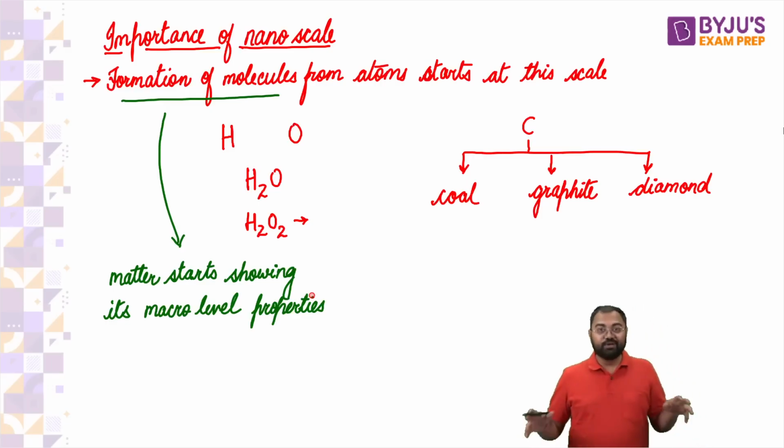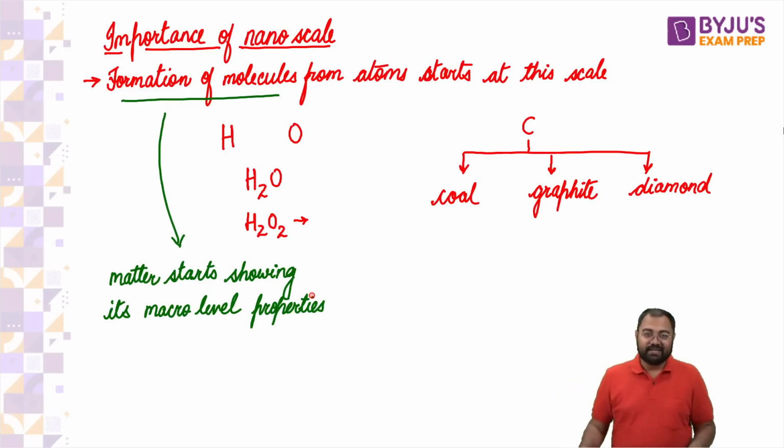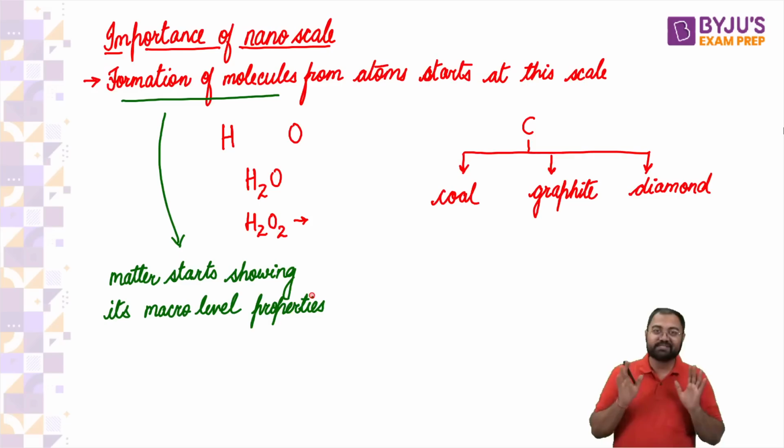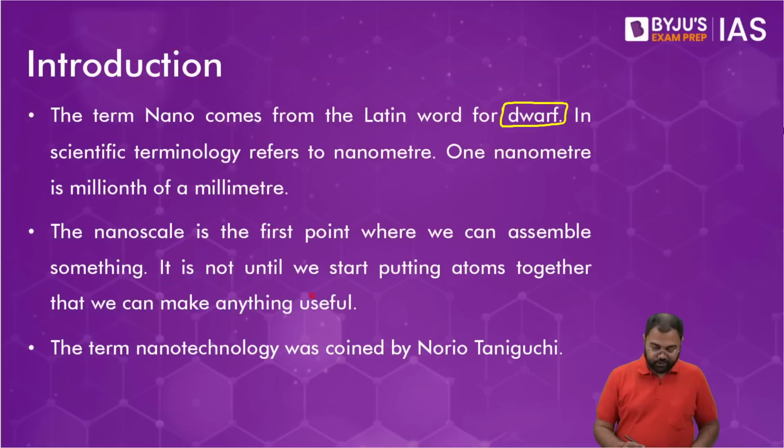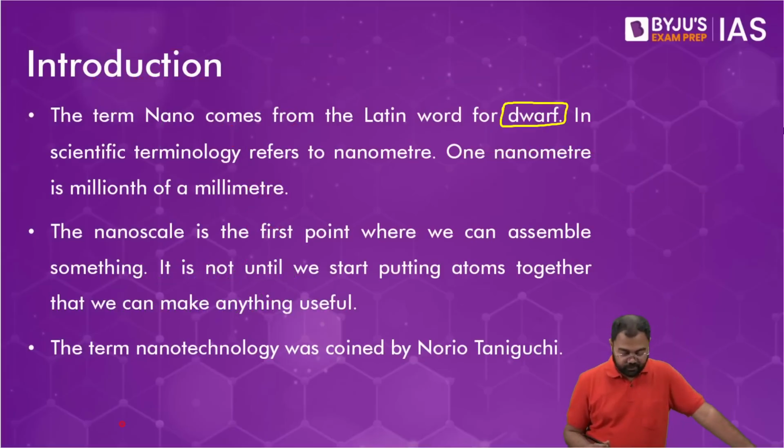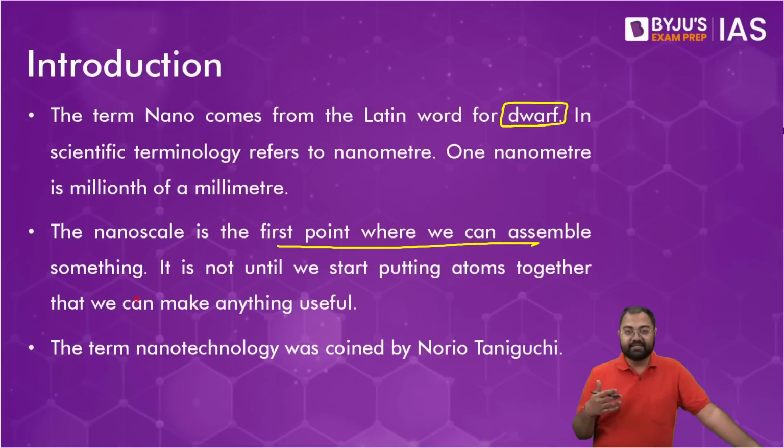That's why we are looking at a complete branch of science that has been dedicated only to the study of these kinds of molecules and everything that can happen at this particular scale. So that is why this scale is so important. Nano basically stands for dwarf, and this is the first point where we can start assembling something. This is where we start to see all these properties showing for the first time.